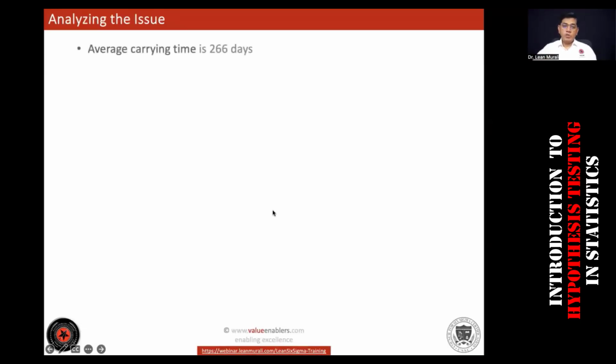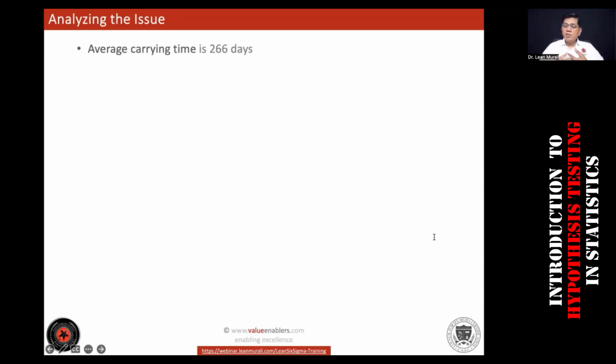Now, analyzing the issue. The average carrying time is okay, but can everybody deliver to the exact average? Can everybody perform to the exact average? There will always be variations, right? How many of you agree with me? Type agree. If you super agree with me, type super agree. You cannot deliver. The average conceiving time is 266 days.